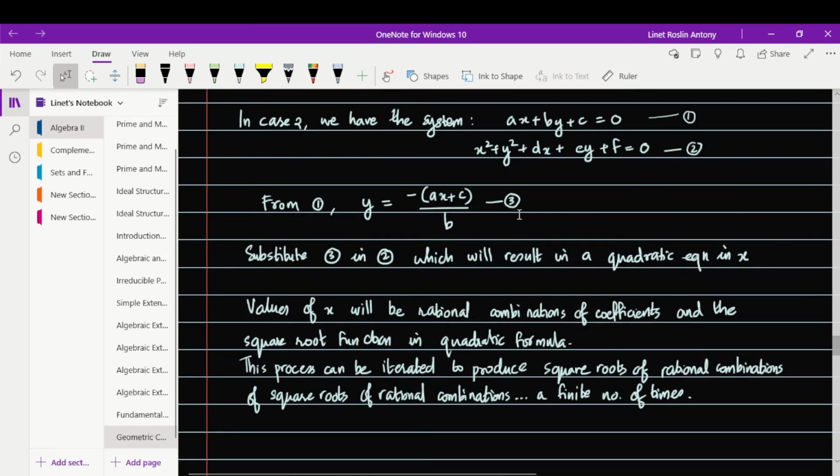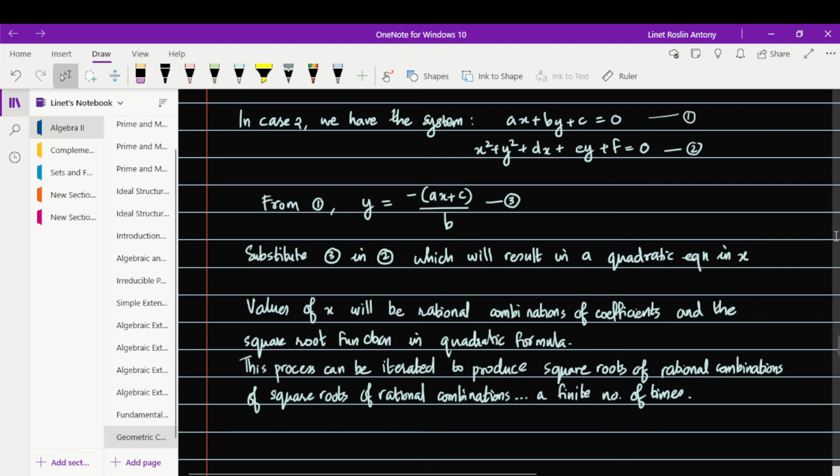analytically. So from 1 you get y is equal to minus (ax plus c) by b, and you have to substitute this 3 in 2, and that will make equation number 2 a quadratic equation in the variable x. All the y will vanish and everything will be in x, and the highest power is 2. So that will be a quadratic equation. So the values of x will be rational combinations of coefficients and the square root function in the quadratic formula. And this process can be iterated again and again or repeated to produce square roots of rational combinations of square root of rational combinations of square root of rational combinations, etc.